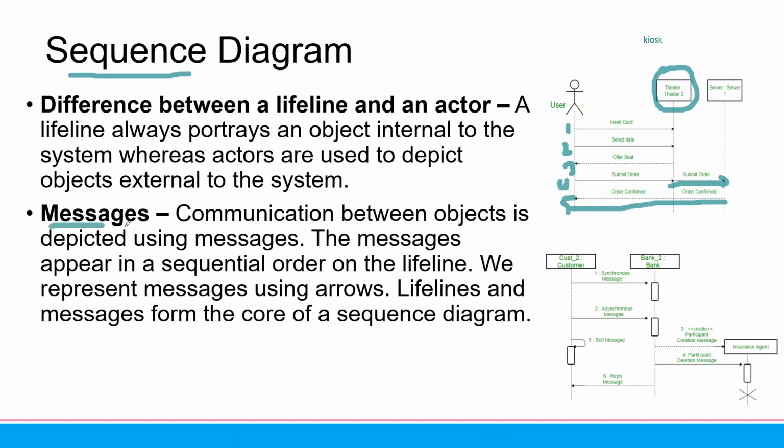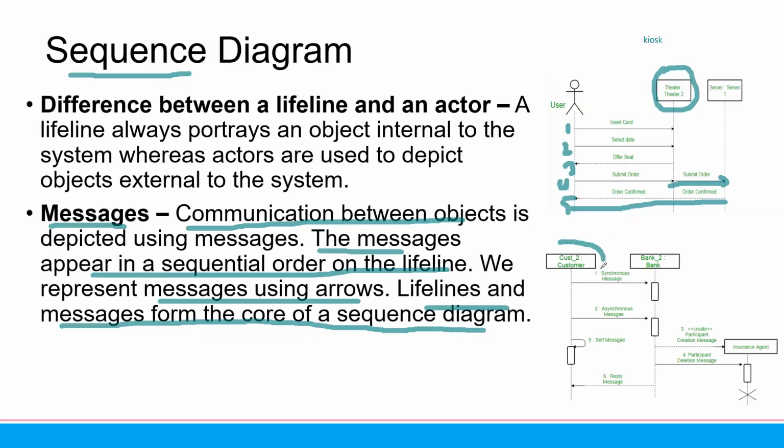And messages. Messages mean the communication between objects, and the messages appear in sequential order on the lifeline. And we represent messages using arrows. The lifeline and messages form the core of a sequence diagram. So for example, here I have a customer, and I want to show the interaction between customer and bank.